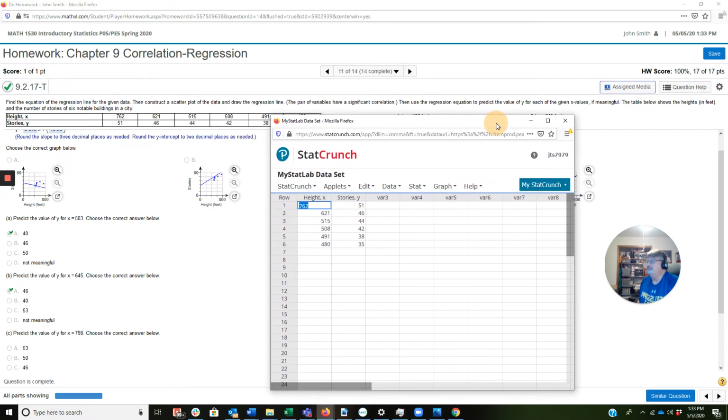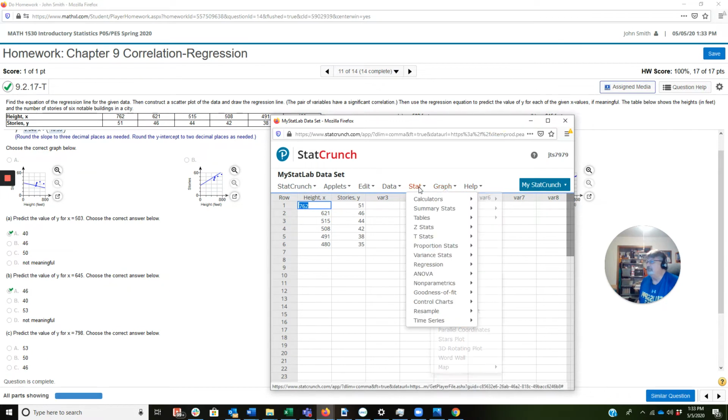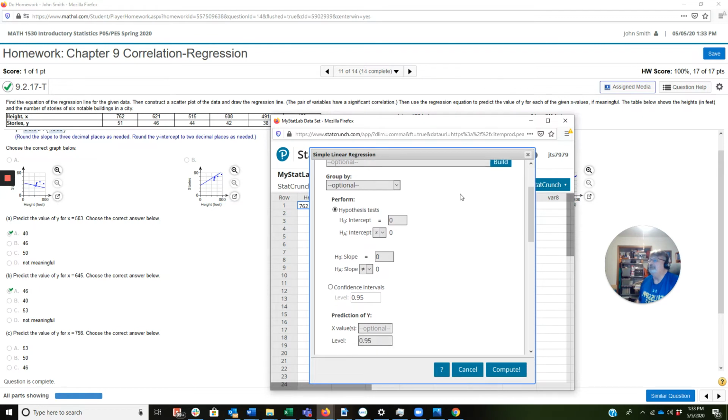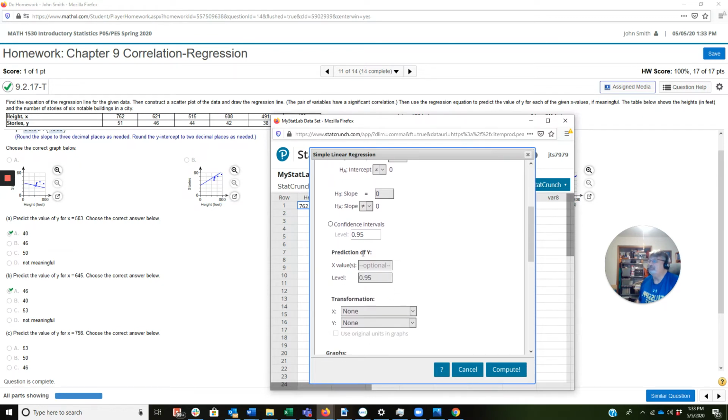Now, what do I want to do with this? I want to go to Stat, Regression, Simple Linear. Now, you notice that first number is 503. I'm going to use that here. So when I go Simple Linear, I know my x variable is the height in feet, the y variable, the number of stories. Now, here's the thing. See down here where it says prediction of y? What I want to do with that is I'm going to put that 503 right here.